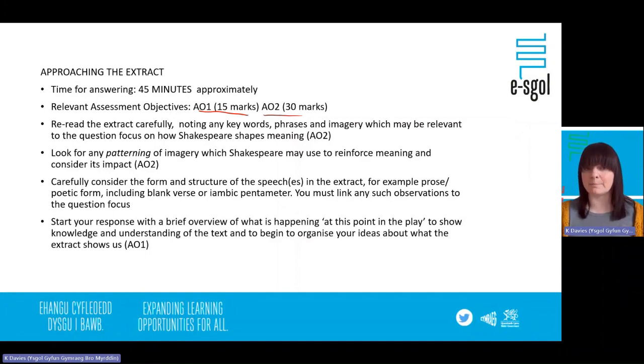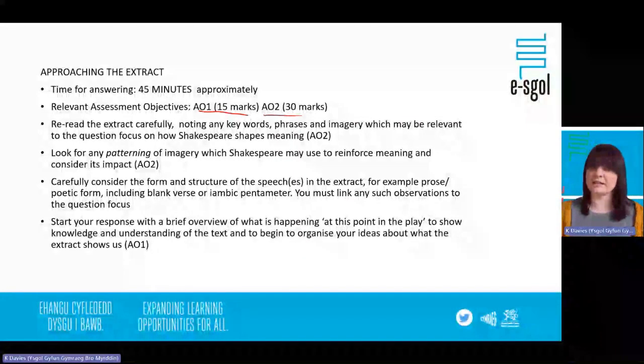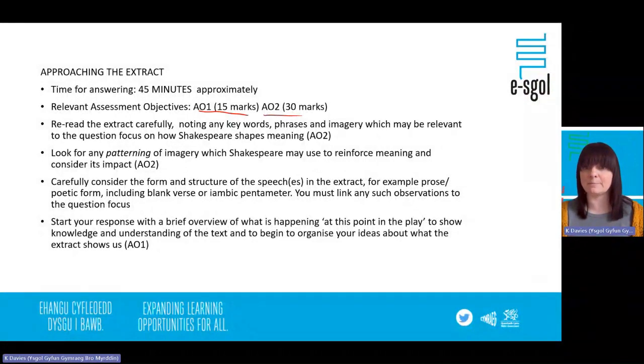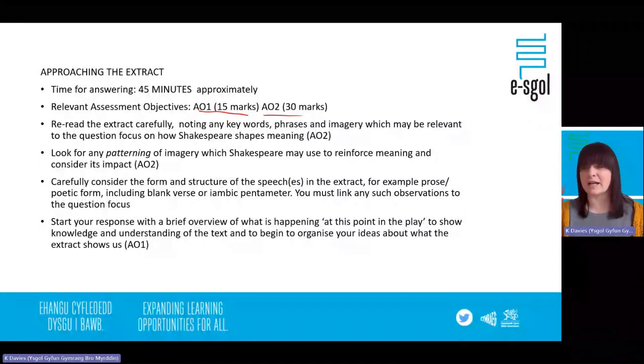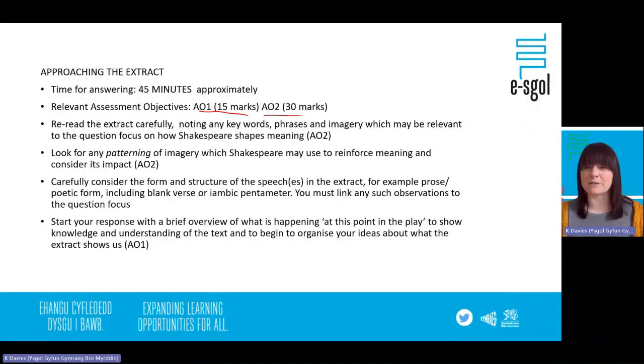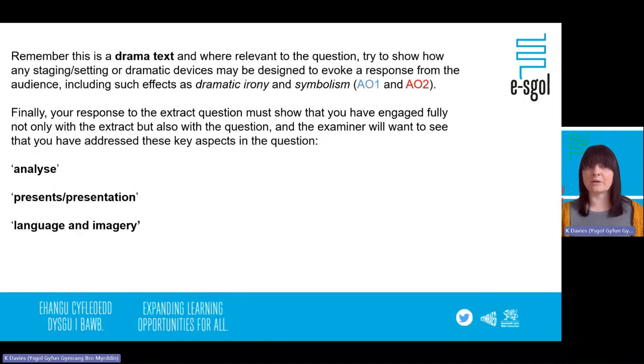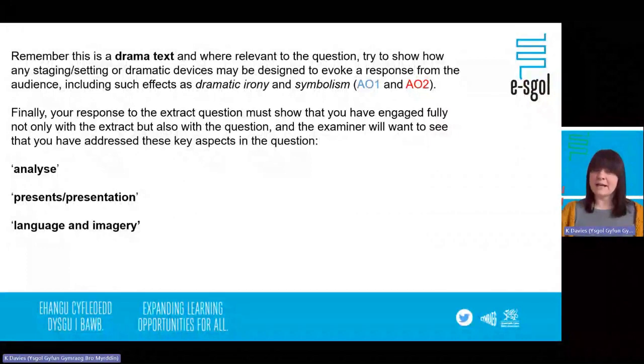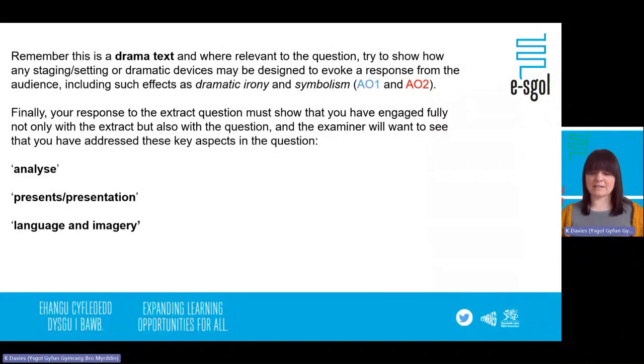So always refer to yourself as the audience. So for example, if the extract is one of Hamlet's soliloquies, be mindful that you're talking about what the dramatic impact of the soliloquy is in that context. You would possibly talk about the engagement that allows with the audience. So just be mindful of that, and that's what's covered here on this slide as well.